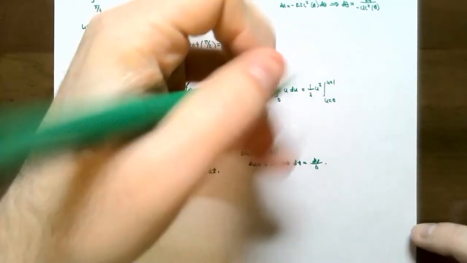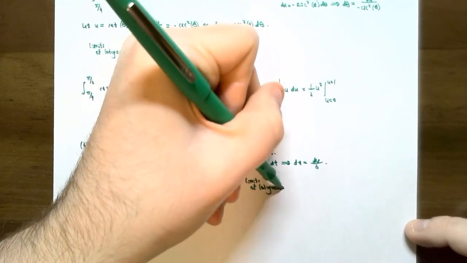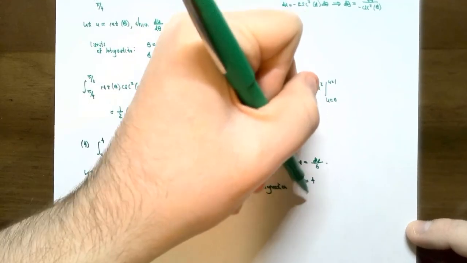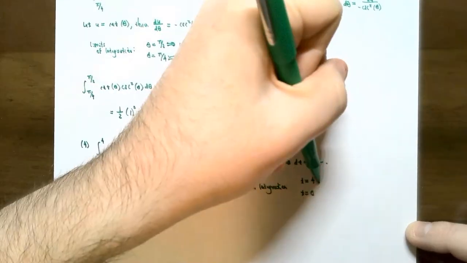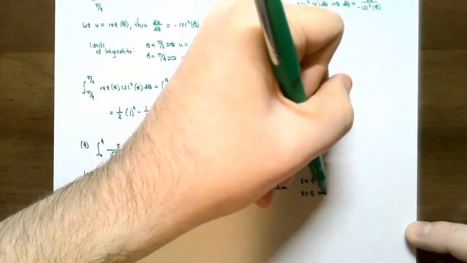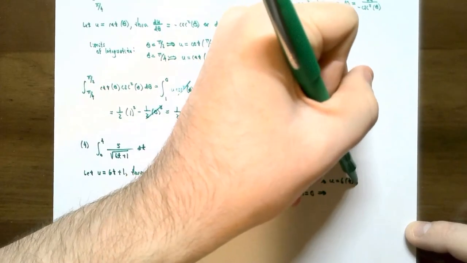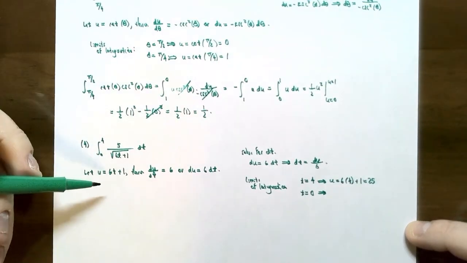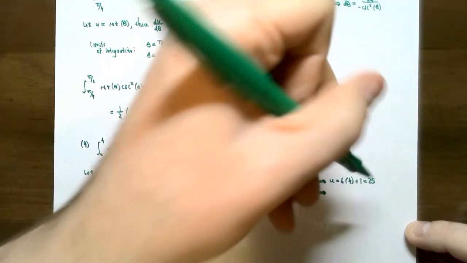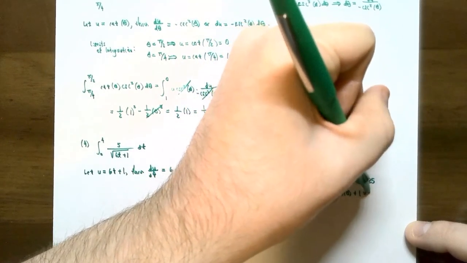And now I have to change the limits of integration. It helps to write t equals 4 and t equals 0. So if t equals 4, u is 6 times 4 plus 1, which is 25. Lower limit of integration, it was t equals 0, so now it's 6 times 0 plus 1, or just 1.